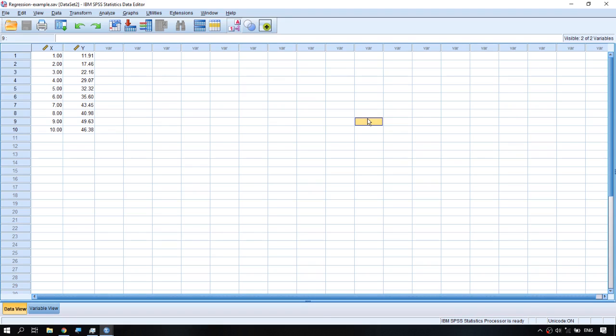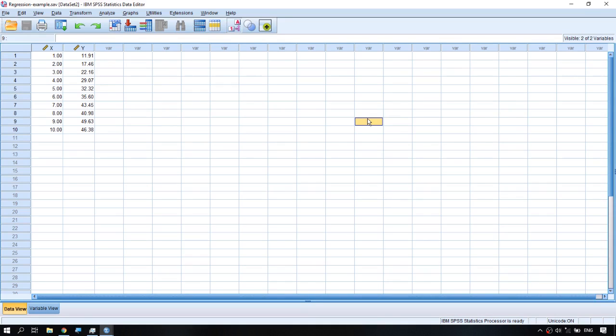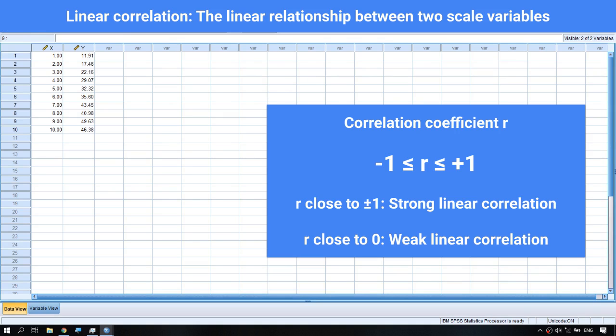Here I've already entered the data into SPSS. And the first concept I want to introduce is the correlation. The correlation means the linear relationship between the two variables. Or in other words, when you plot these 10 points in a graph paper, how much do they look like a straight line? The correlation is usually denoted by the symbol R, and this R can go from -1 to +1. If it is close to -1 or +1, we say that the two variables have a strong linear correlation, or in other words, they fit very well to a straight line.